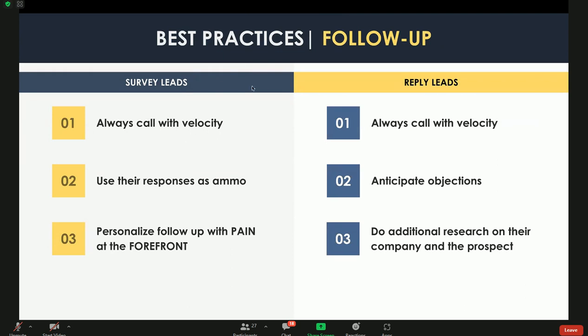And then reply leads, exact same thing. Reach out to them with velocity. Call them very, very quickly.